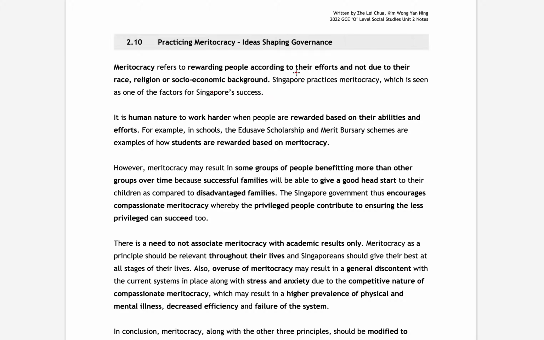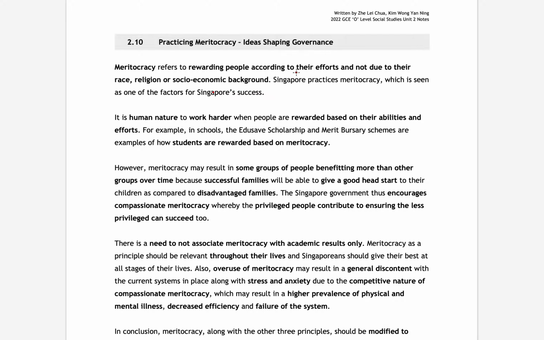Apparently it's human nature to work harder when people are rewarded based on their abilities and efforts, right? As students, I'm sure you know stuff like EduSave scholarship, stuff like merit bursary schemes. All of these things are essentially meritocracy. Students are rewarded for good behavior or good academic achievements, which inspire them to work harder. And of course, good education, good results will allow them to be more competitive in this world economy.